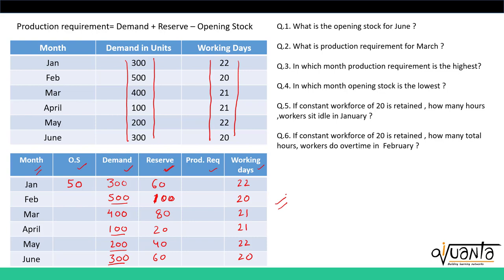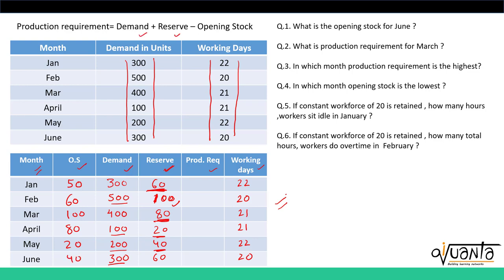We were given that opening stock for January is 50 units, and we were given that the safety stock for a month becomes the opening stock for the next month. So the safety stock of January will become the opening stock for February. So opening stock of February will be 60. Similarly, opening stock of March would be 100 from here. And the opening stock for April would be 80. Then the opening stock for May would be 20. And at last opening stock for June would be 40.